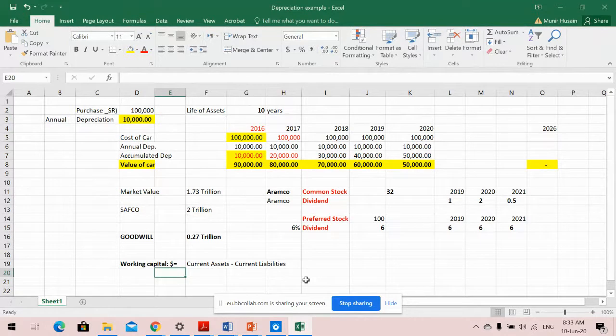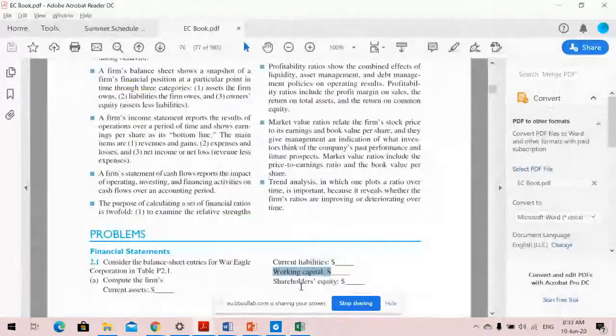I'll explain more in the next slides. I'm going to continue with slides, there is more explanation. I'll come back to that one as well. But right now, you only need to understand the formula, which is current assets minus current liabilities. We already know what current assets are. We solved it. Current liabilities. So this minus this is the answer.